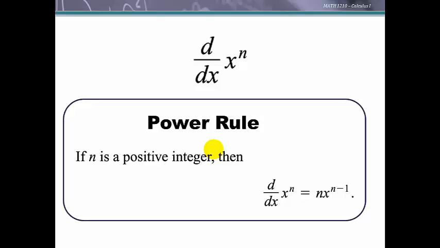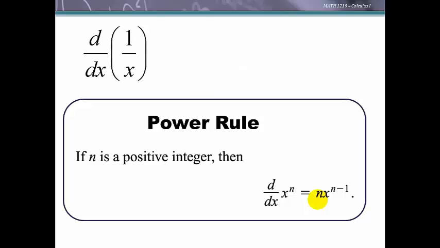The power rule says if n is a positive integer, then the derivative of x to the n equals n x to the n minus 1. The way that I think of the power rule is, basically, multiply the power out in front, so a factor of n, and then decrease the power by 1. This is essentially what we find as we write this out using the definition of derivative.